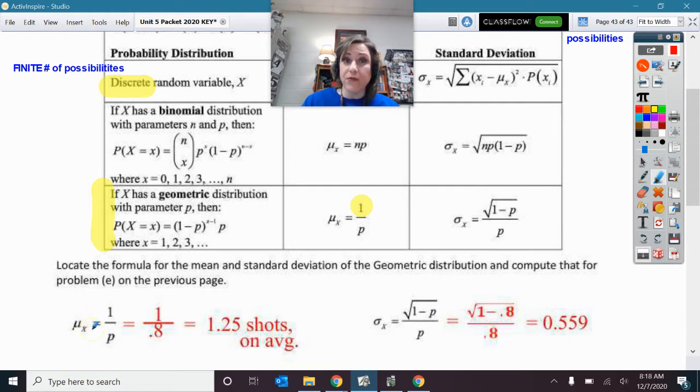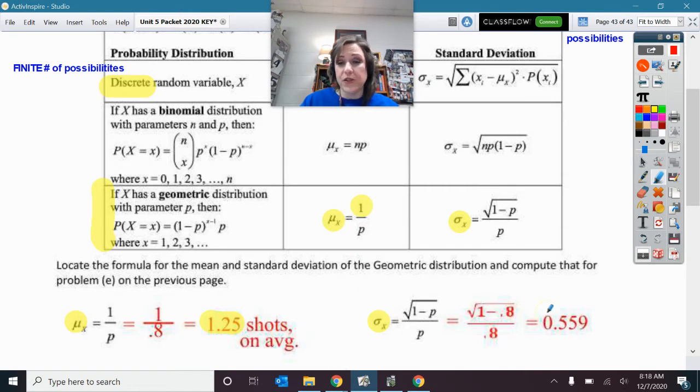That is an average. Hence, this turns into a continuous number. So we went from discrete, finite possibilities into tabulating averages. And so then we have 1.25 shots on average to make a shot. Once we changed it into this average, we'll have that standard deviation formula right here. So I went ahead and filled that in with P being the probability of success.